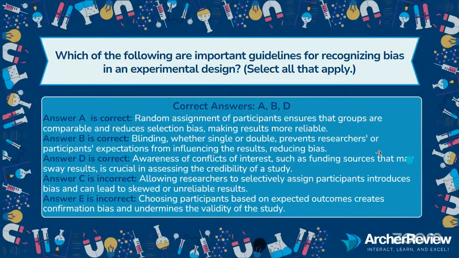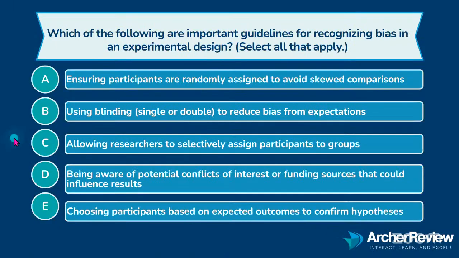Okay, so our correct answers are A, B, and D. Let's break that down. A, so ensuring participants are randomly assigned will help avoid skewing comparisons. Absolutely. Like I was saying in our previous question, we don't want to hand select people. That would skew our results.